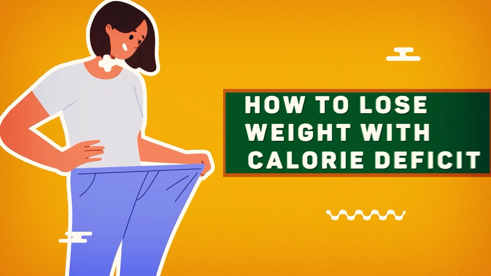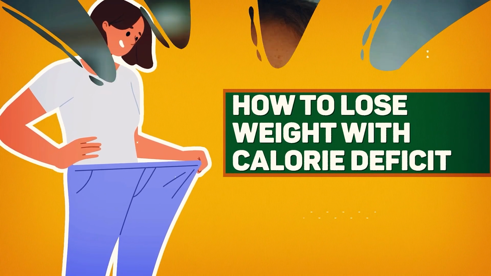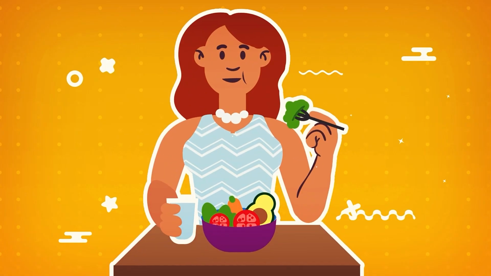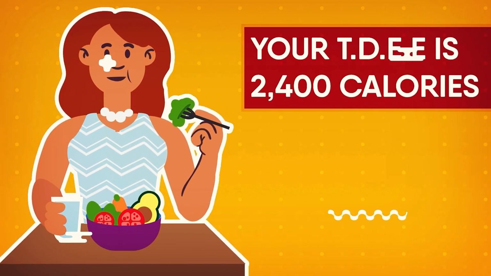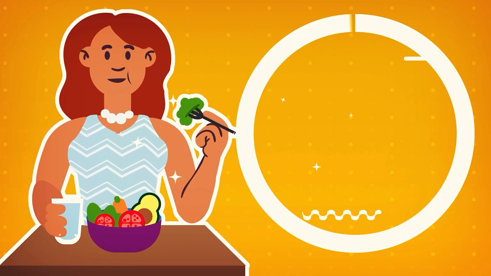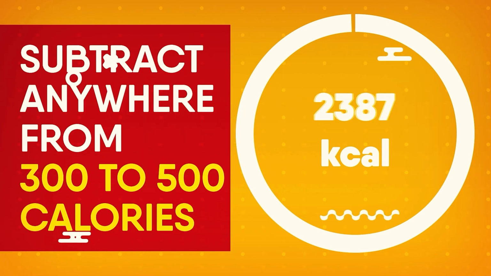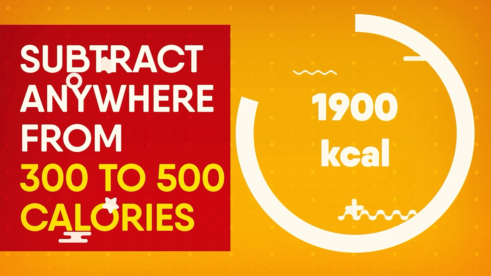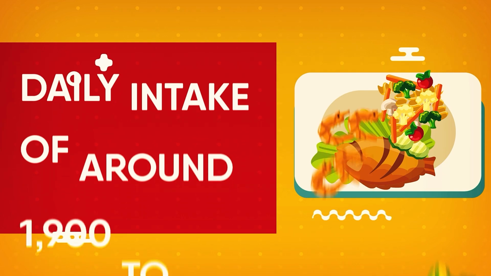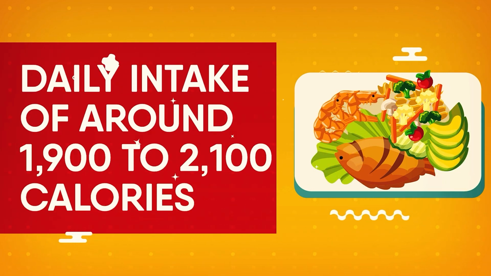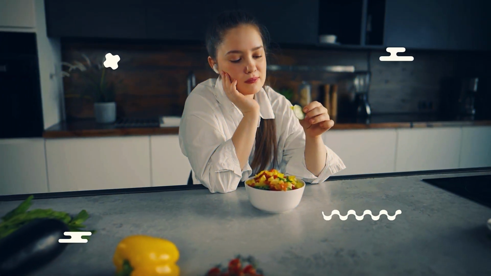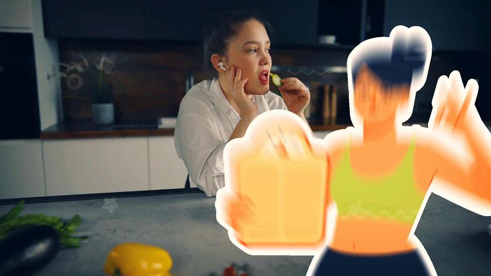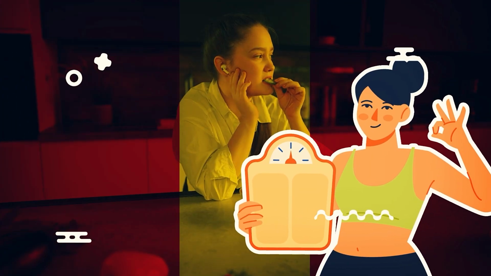How to lose weight with calorie deficit. It's time for the exciting part, creating your calorie deficit. Start with your TDEE. Let's say your TDEE is 2,400 calories. To create a deficit, subtract anywhere from 300 to 500 calories from that number. So you'd be looking at a daily intake of around 1,900 to 2,100 calories. By sticking to this range, you're setting yourself up for steady, realistic progress without feeling like you're missing out.